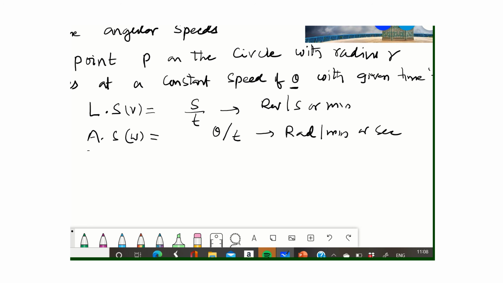Angular speed, omega is equal to theta by time, whatever the angle is given divided by time. So units are radians per minute or second.